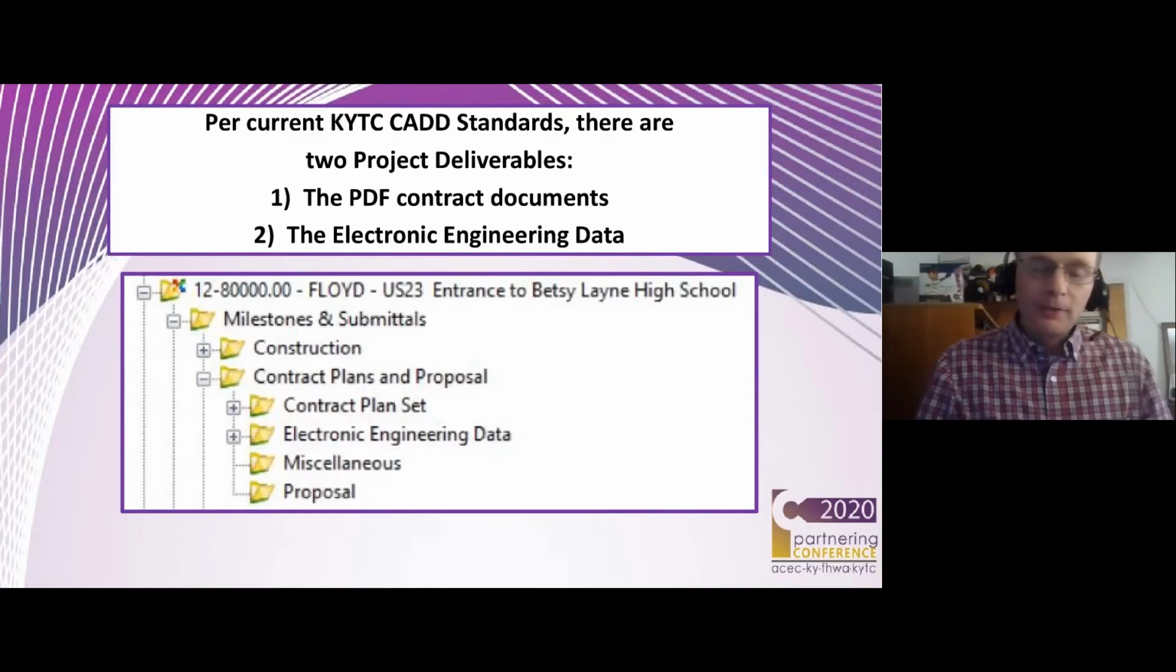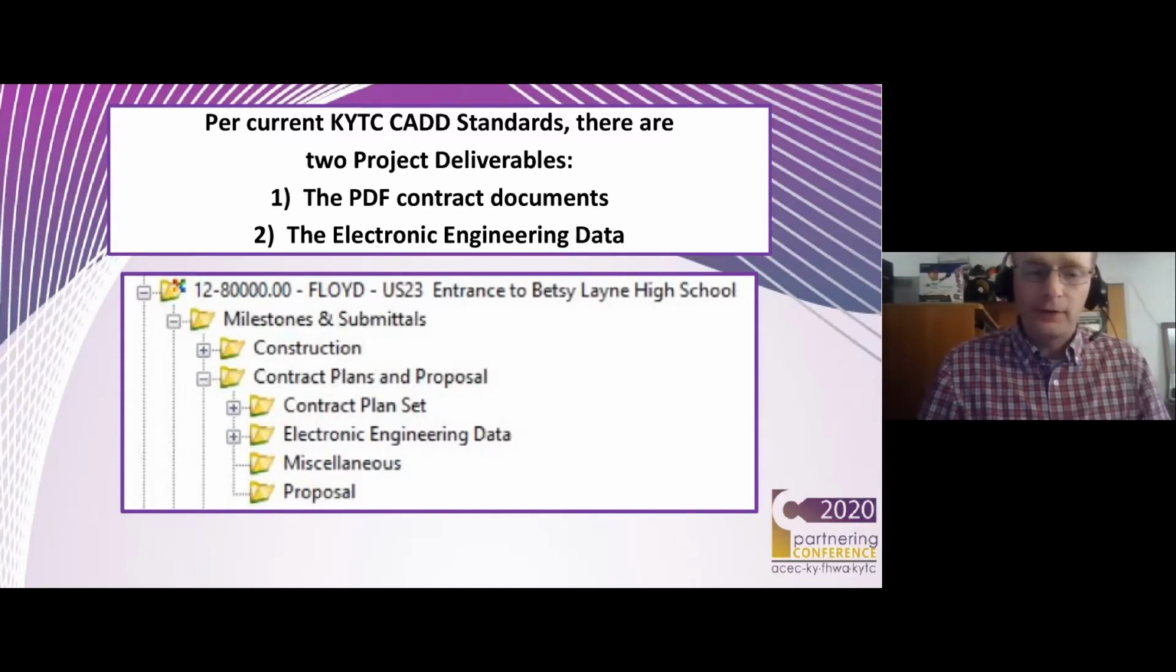So like I said, there's some things that are the same and some things that are different. One of the things that's really the same is that KYTC's deliverable is still the PDF contract document. So that should be something that we're all familiar with. We've been doing that for a number of years now. So that is still the actual deliverable for your project.